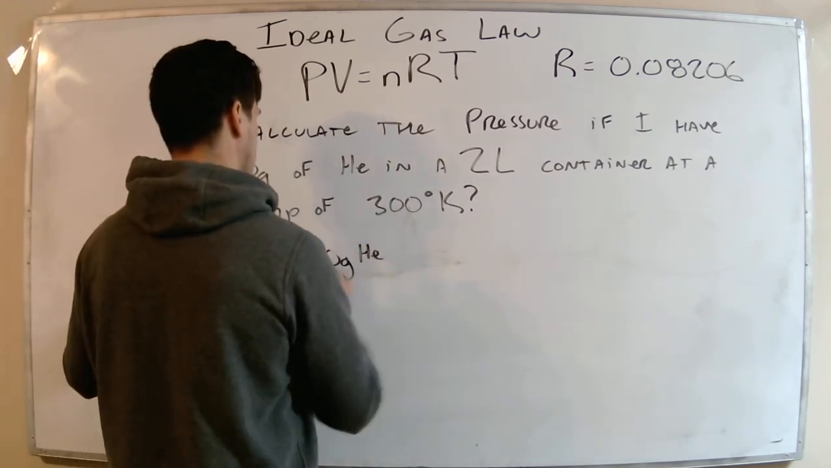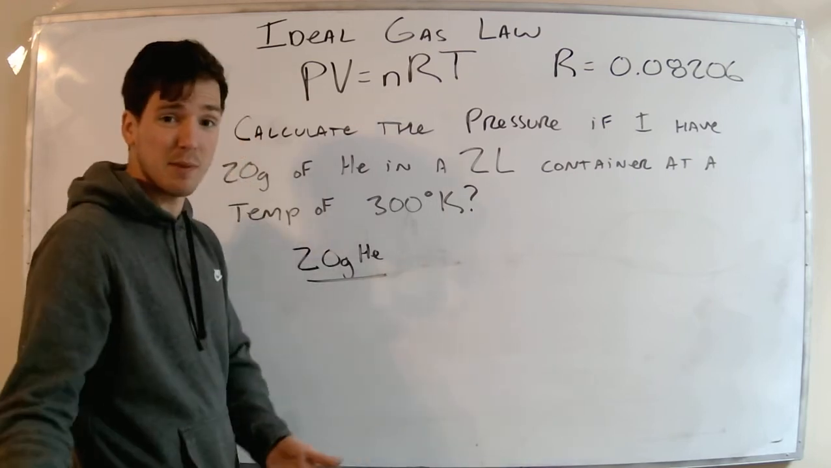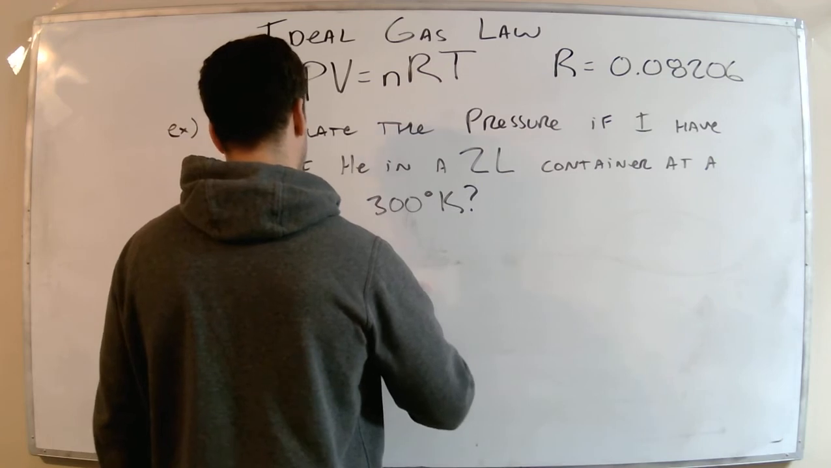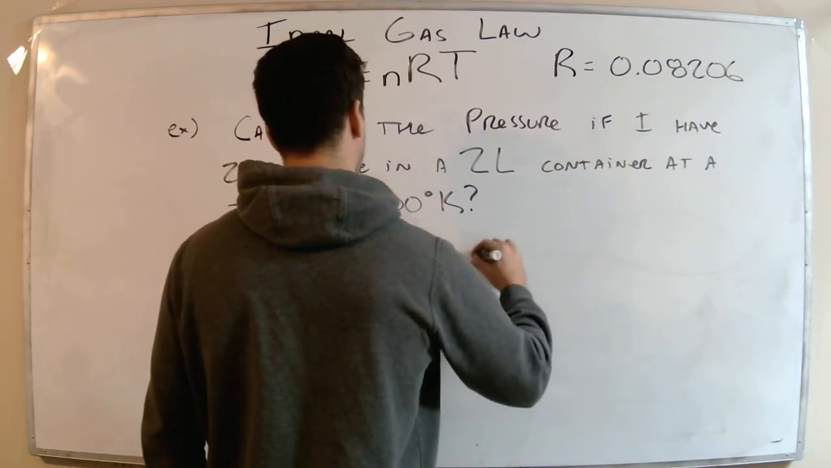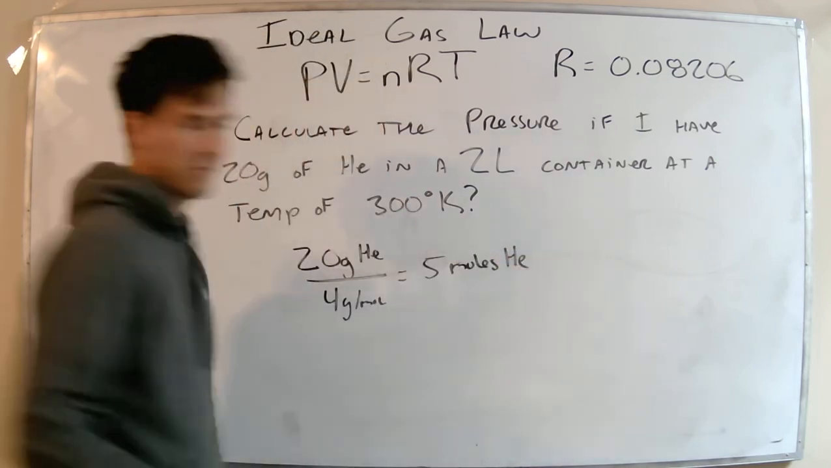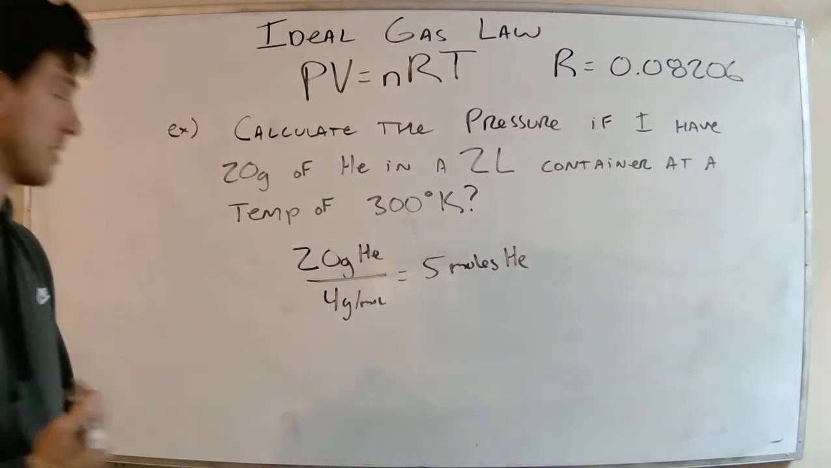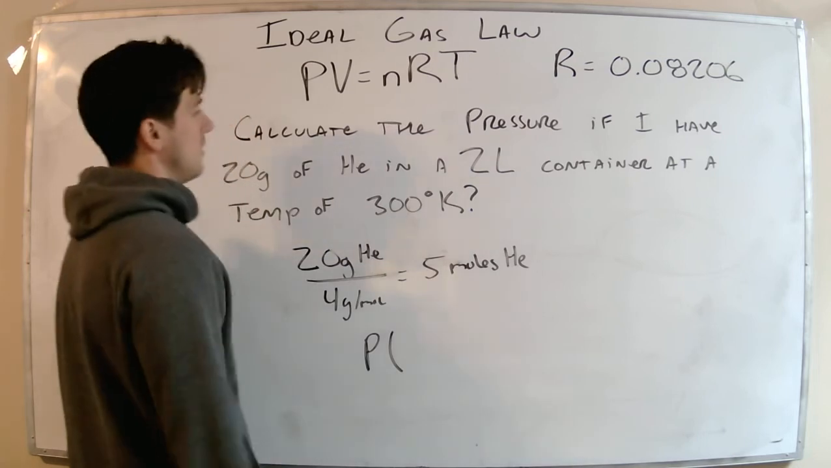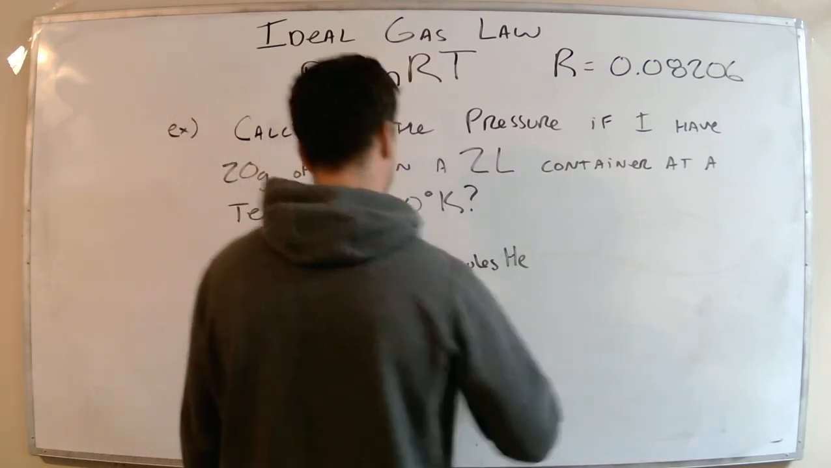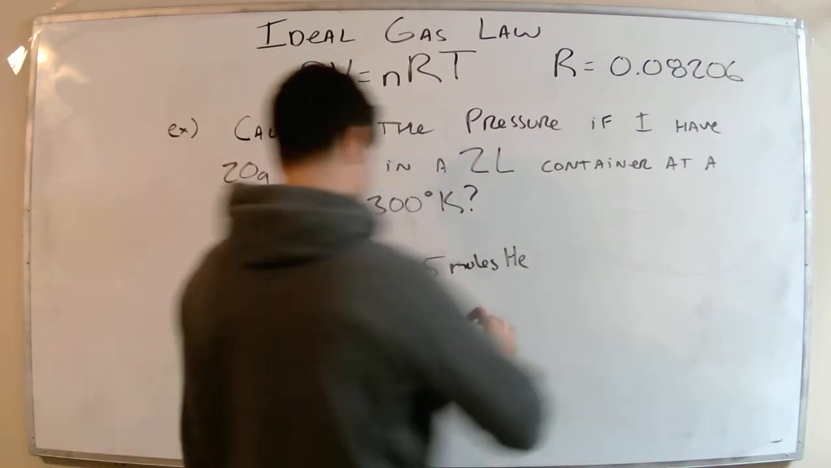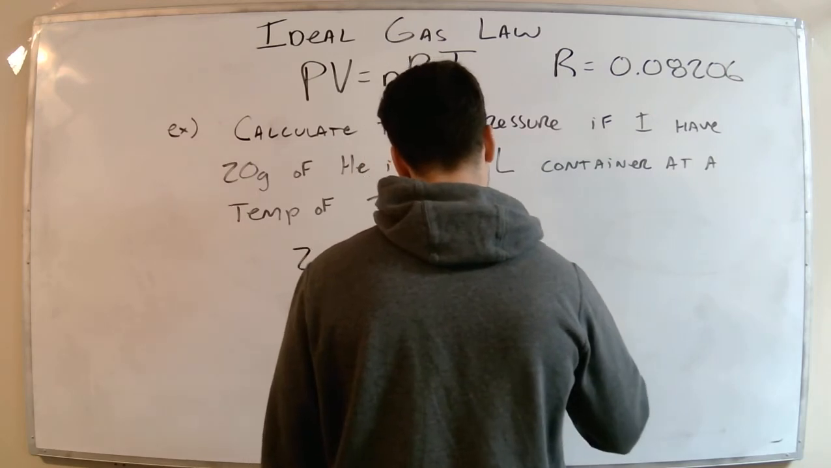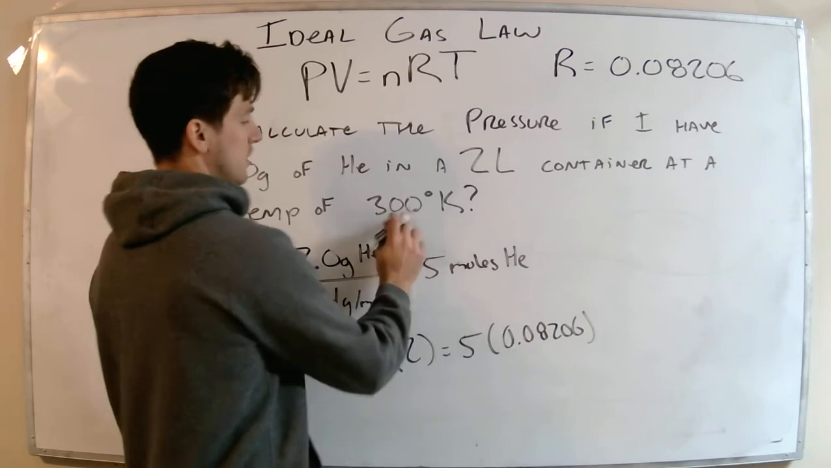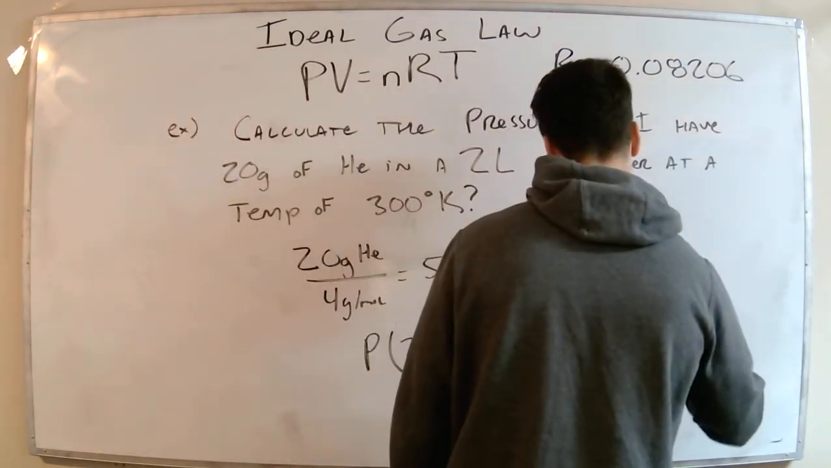20 grams of helium, I gotta get to moles, so I divide by the molar mass, which is 4. 4 grams per mole, which just gives me 5 moles of helium. Easy. Now we could just plug and chug into PV=nRT. P is what we're looking for. Volume is 2. n is 5. R is 0.08206. Don't forget the 0. And temperature is 300.